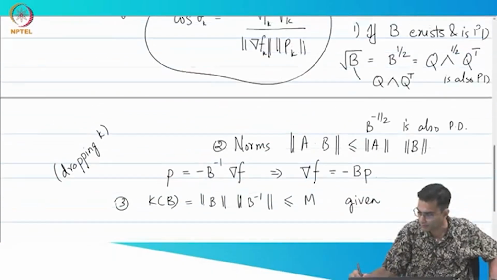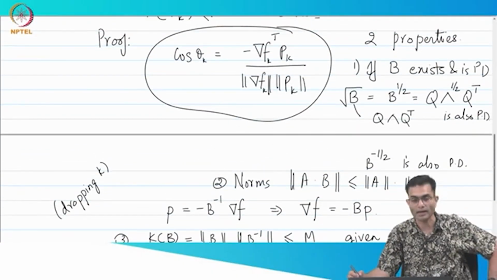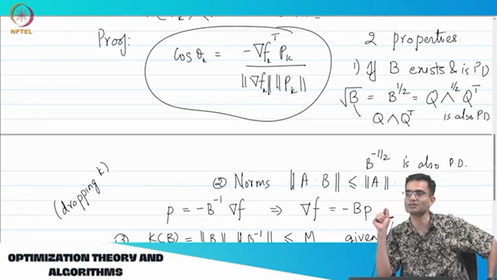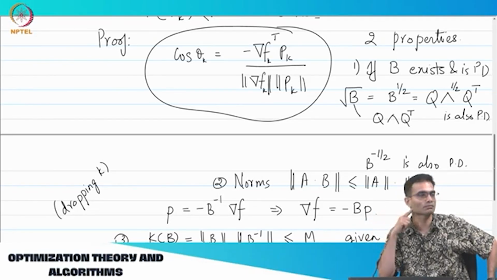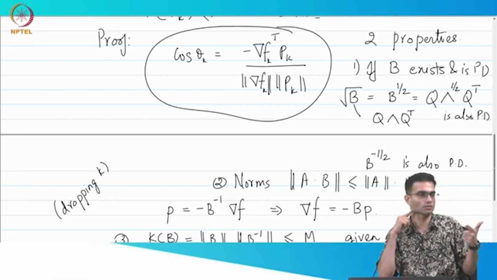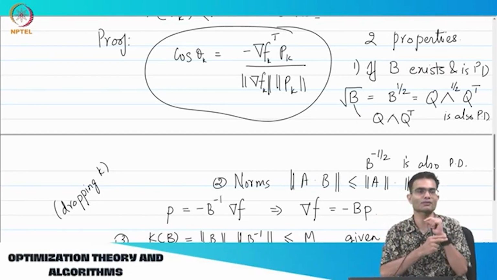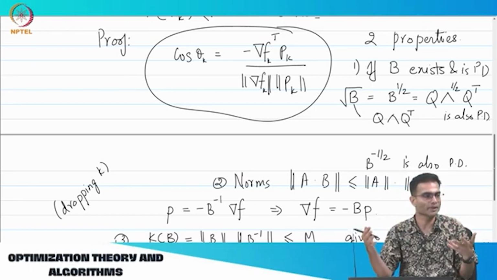So now I'm going to take my cosine expression. Notice, in your cosine expression, is the matrix B inside it anywhere? It's only in terms of grad f and P. So far B is not there. If B is not there, M can't enter the condition number, right? So the first trick would be to now somehow get B into the picture.